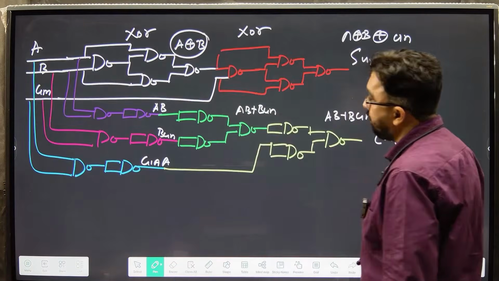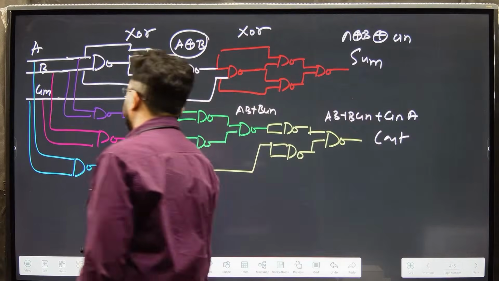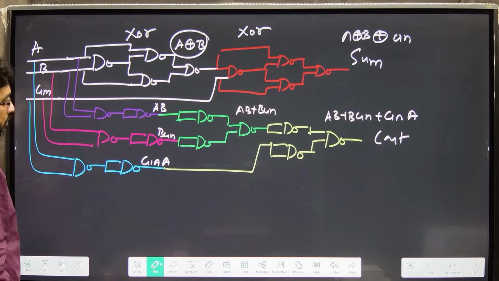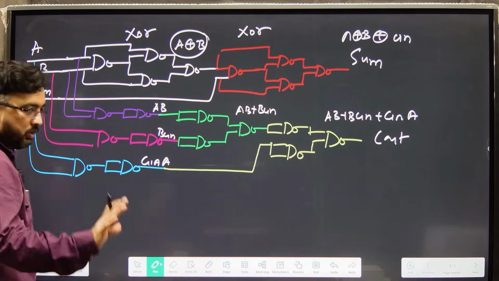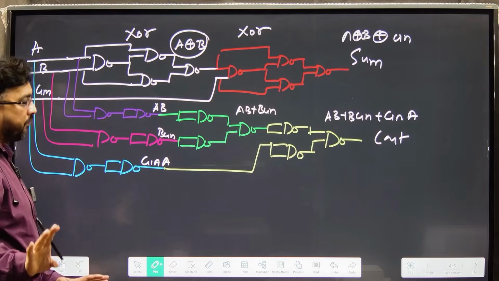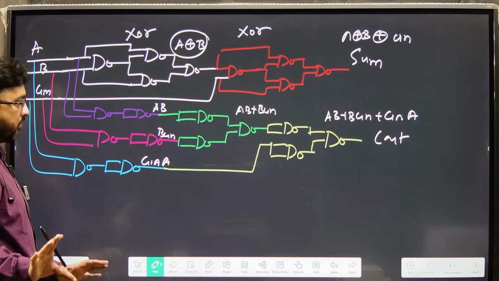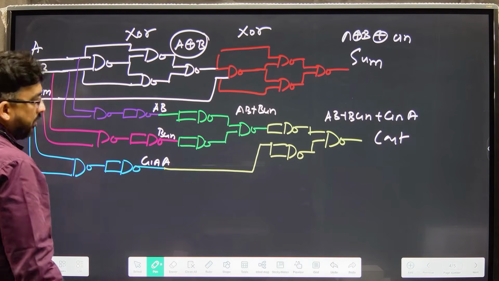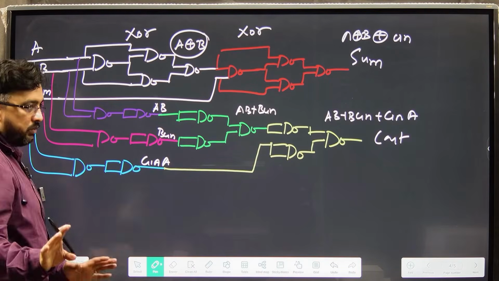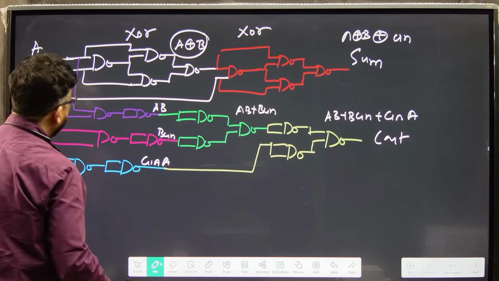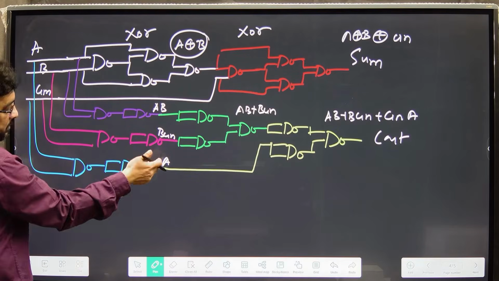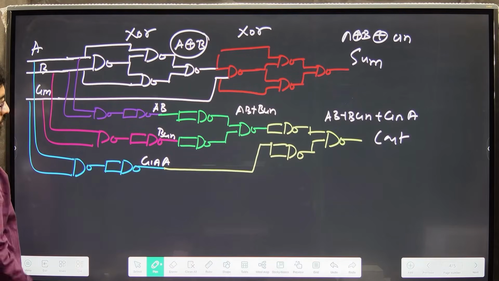Similarly, you have to follow the same approach here. Now you can do one thing, you have a full adder. What full adder do you have? For example, I have taken AB plus BC in plus C in A.